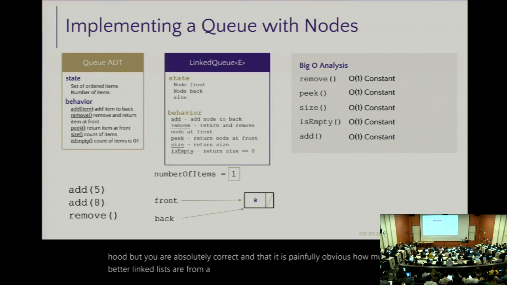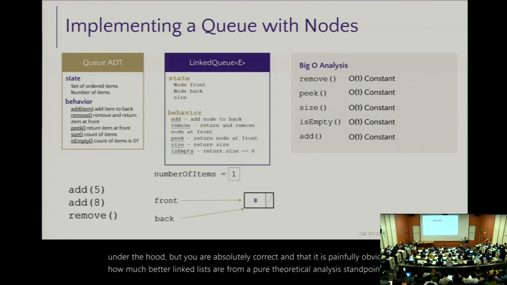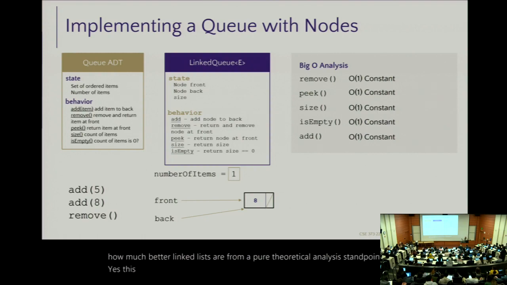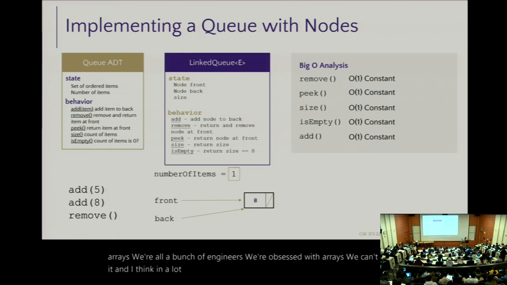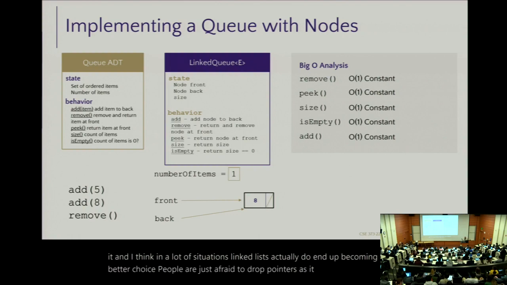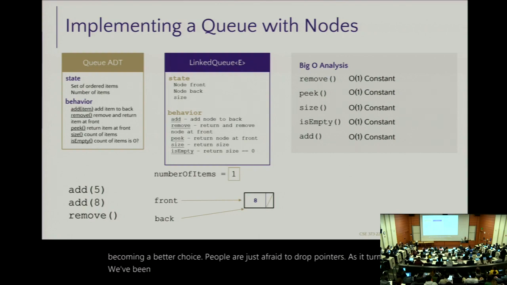Yes. This is also me, because I think linked lists in the industry do have kind of a bad rap. People just like arrays. We're very comfortable in arrays. The computer's built in arrays. We're all a bunch of engineers. We're obsessed with arrays. We can't help it. And I think in a lot of situations, linked lists actually do end up becoming a better choice. People are just afraid to drop pointers, as it turns out. We've been there. Great question.